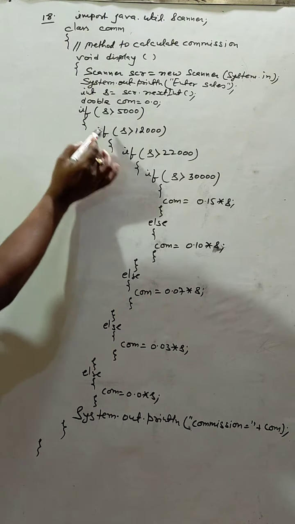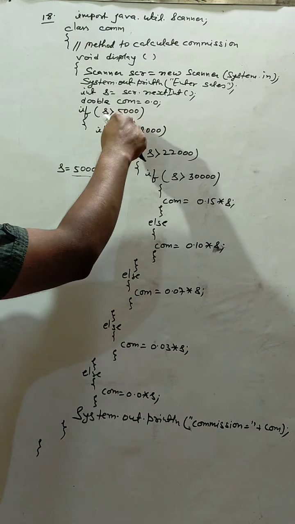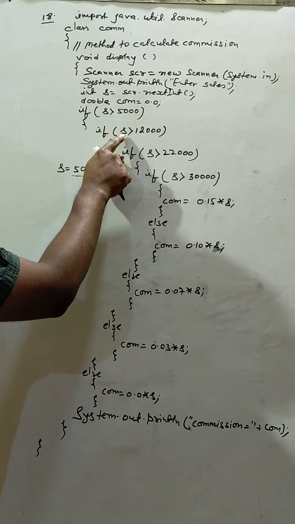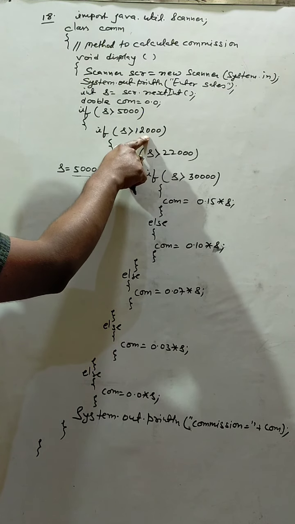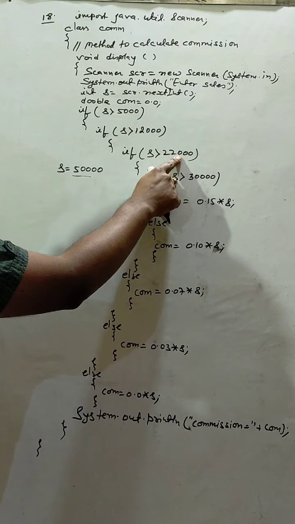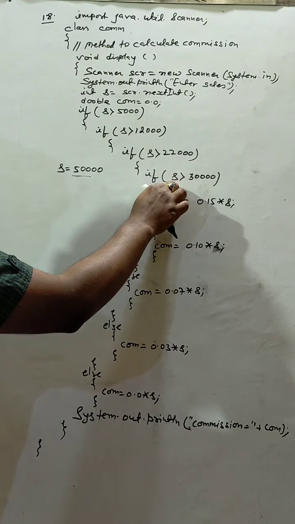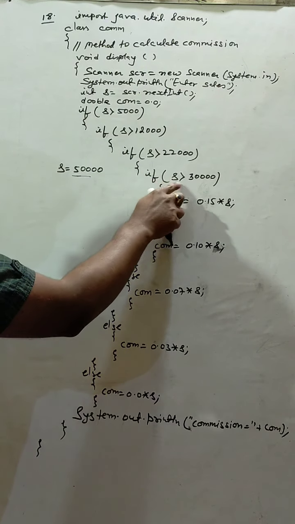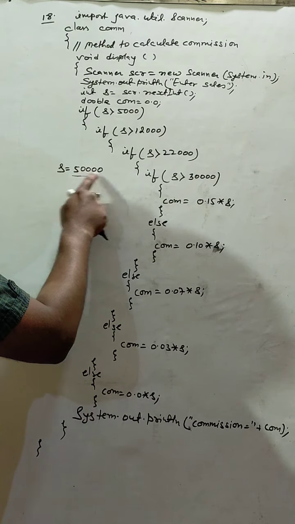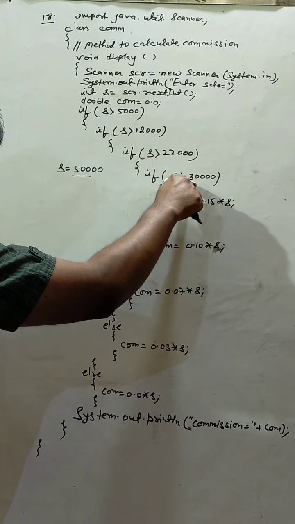So let's start from here. S, that is 50,000, greater than 5,000. This condition is true. Control goes inside. Again one more condition, S greater than 12,000. Yes, this is also true. Again control goes inside. S greater than 22,000. Yes, 50,000 is greater than 22,000. Correct. Again control goes inside. If S greater than 30,000, yes, this is also true because S is 50,000 and 50,000 is greater than 30,000. Therefore, this condition is true.